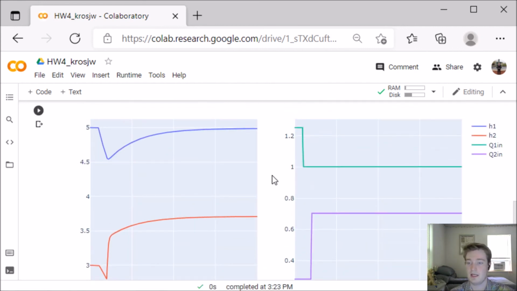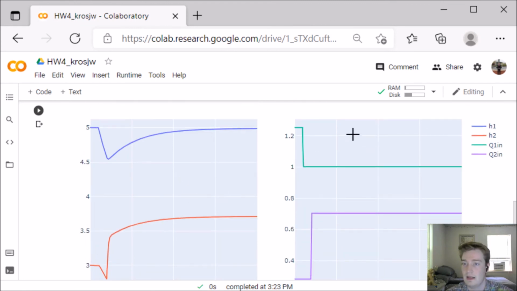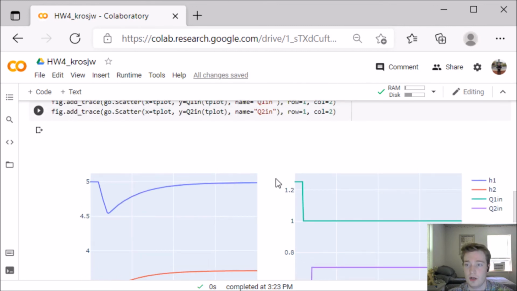We can actually see the flow rate changing from what it was originally to 80% of what it was originally, and then increasing the second one up to 250%. That's on the right-hand side here. On the left-hand side, we can actually see the height change as it goes. So that is exactly what we wanted to do. We found plots for H1 and H2 as the Q1 in and Q2 in change at 100 and 200 seconds.